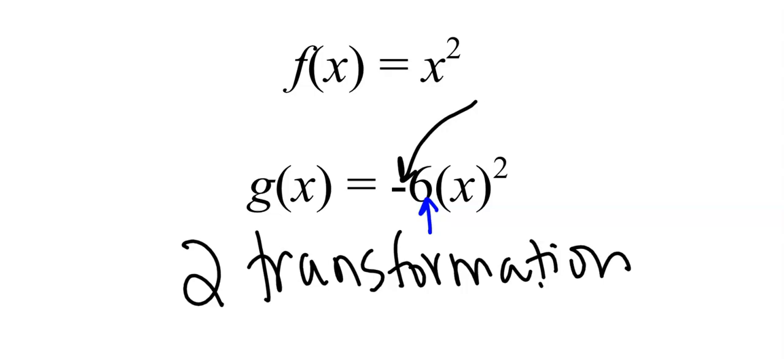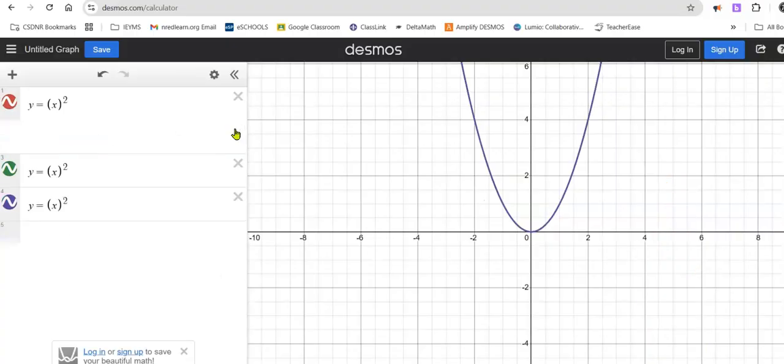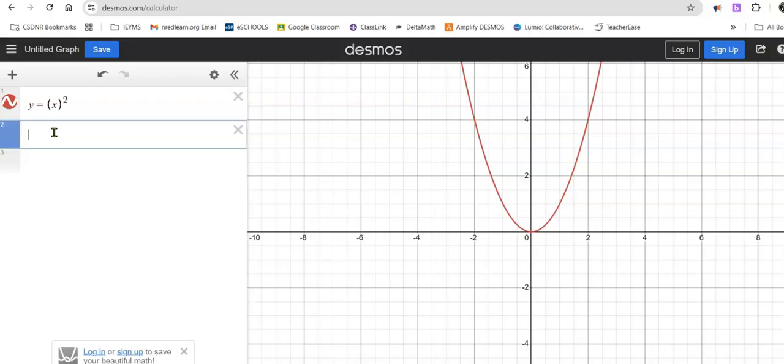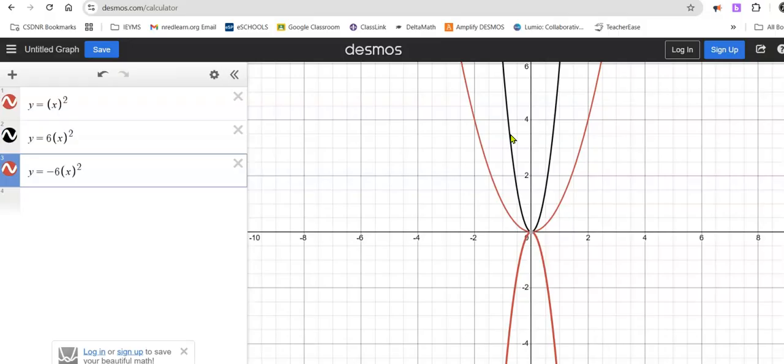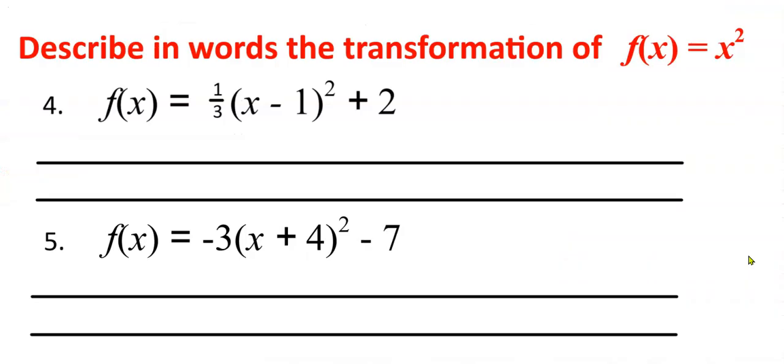Let's take a look at our graph again. If I have the graph of x squared, and then I type 6x squared, by placing that coefficient out front, you'll notice that it gets more narrow. But then, if I put a negative 6, you'll notice that it flips upside down. So that's 2 transformations. The negative sign has nothing to do with dilation. The 6 is the dilation. The negative sign is the reflection. All right, let's put it all together now.